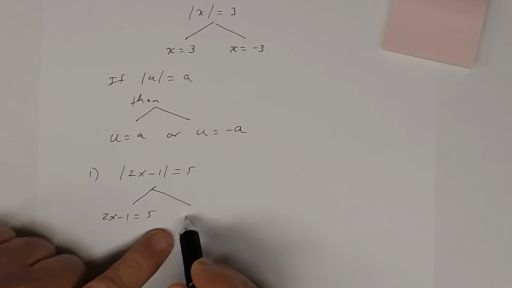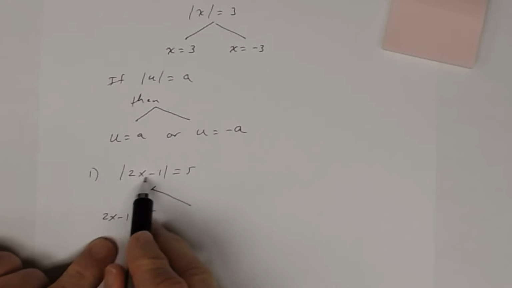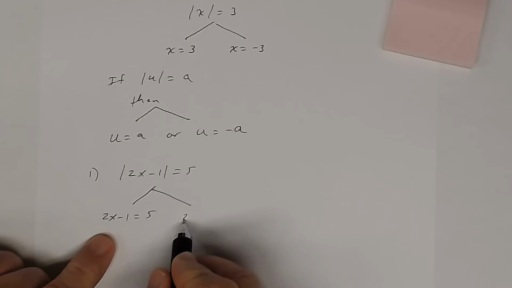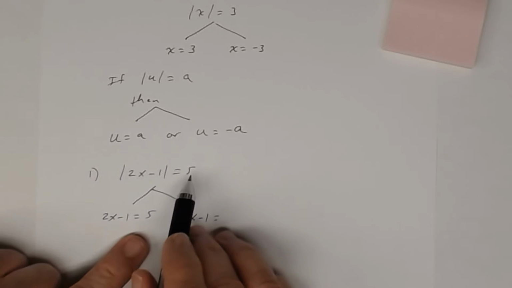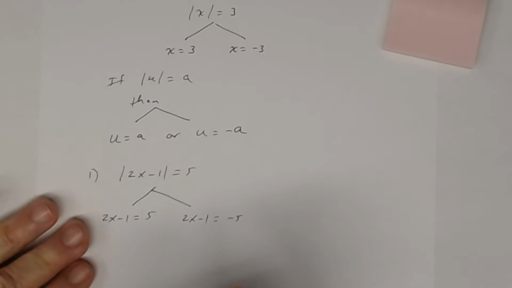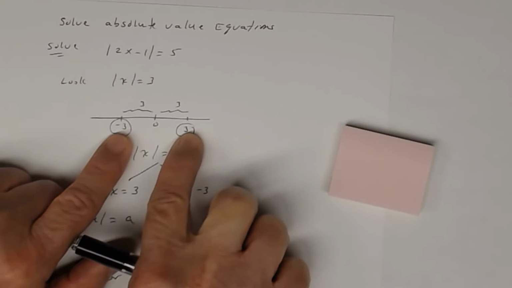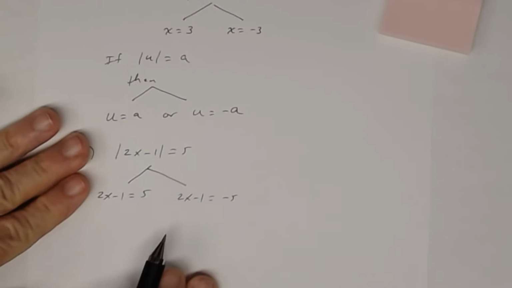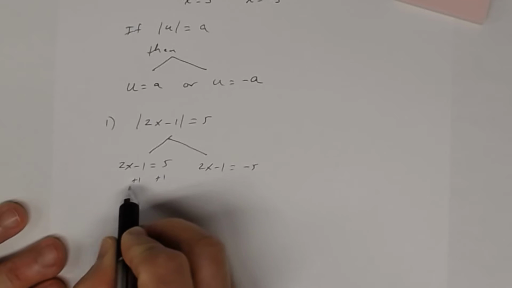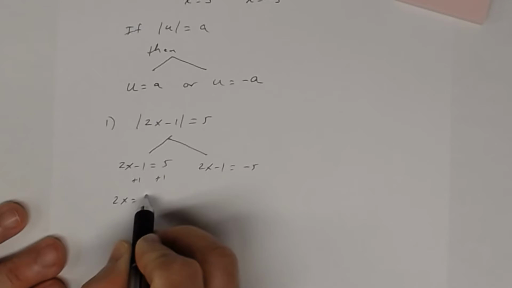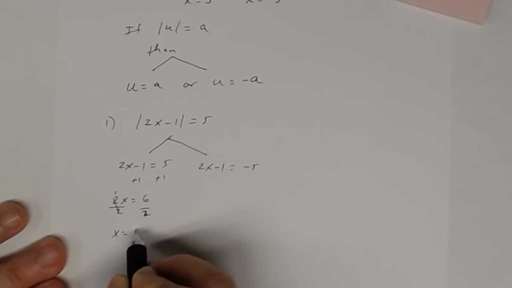Remember, you have to write two equations. So here's my first, and then the other one is the expression that's inside, just like you wrote here, 2x minus 1 equals the opposite of 5. And the opposite of 5 is negative 5. That goes back to this idea on the number line, 3, negative 3. And then you just solve each of those equations. We're going to add 1 to both sides. Remember, these are linear equations. So I get 2x equals 6, and divide both sides by 2. I get x to be 3.